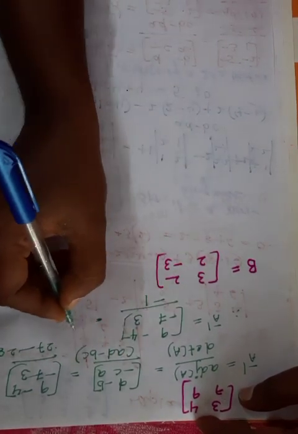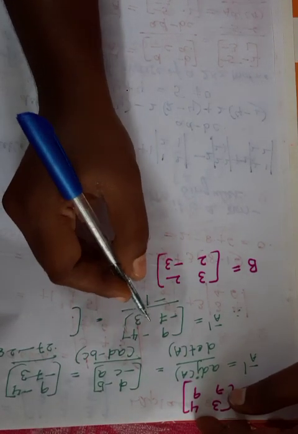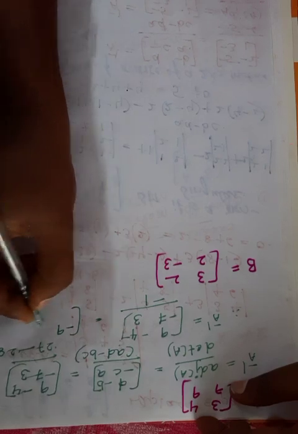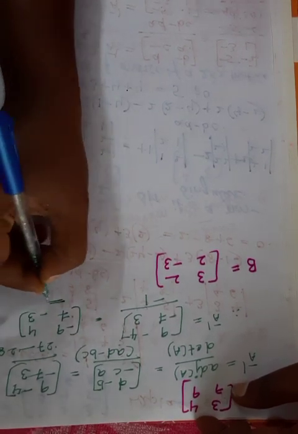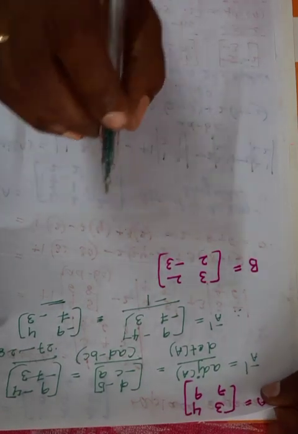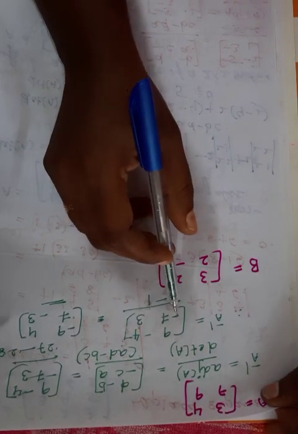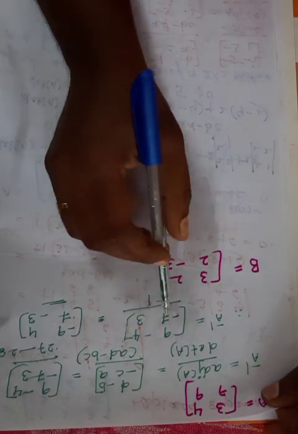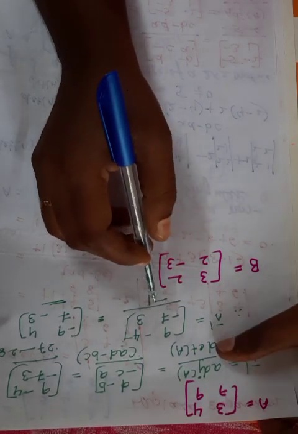Therefore, take this minus 1 inside and multiply: minus 9 4 7 minus 3. So this is the A inverse value for the given question. If they ask only for the adjoint, it is enough to write 9 minus 4 minus 7 3. This value is known as adjoint of A, and this value is known as det of A.